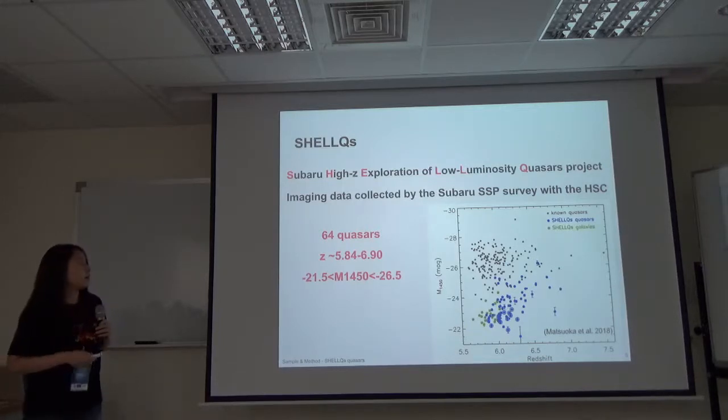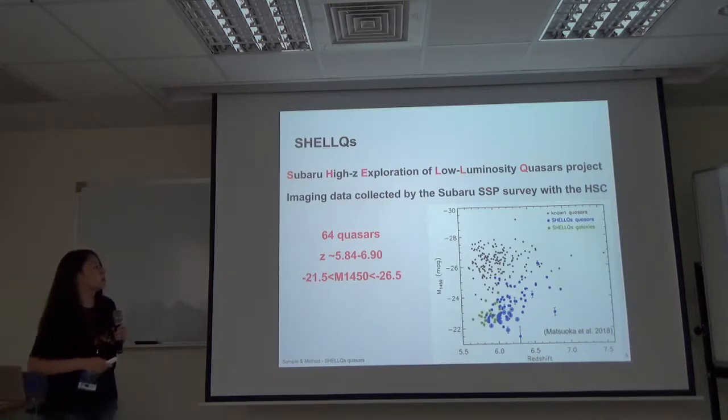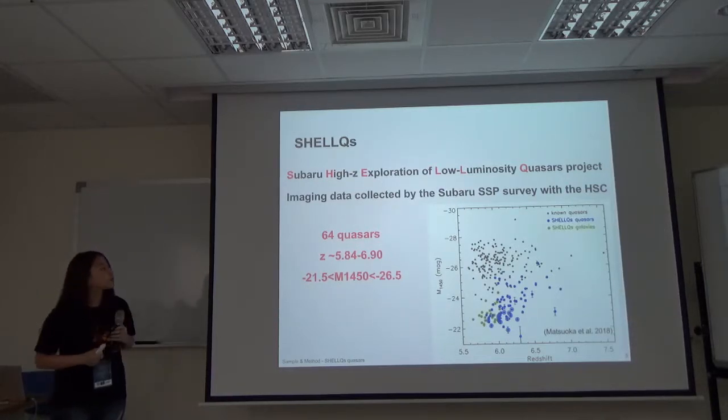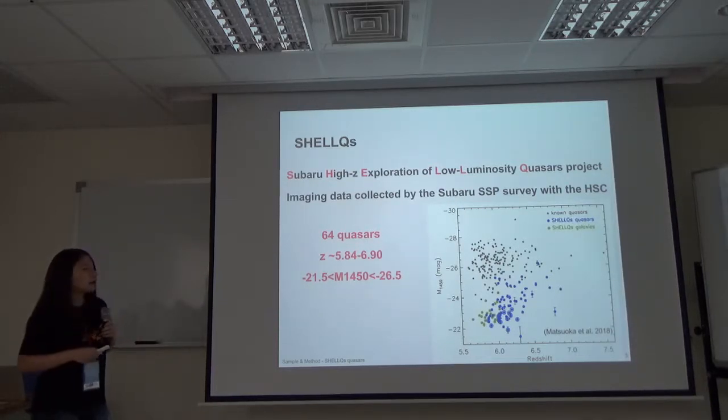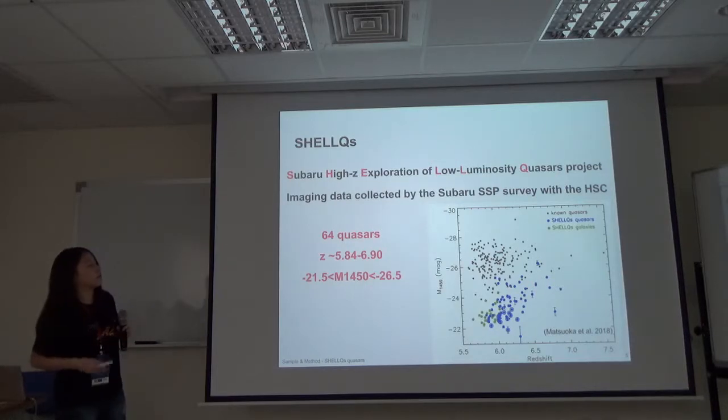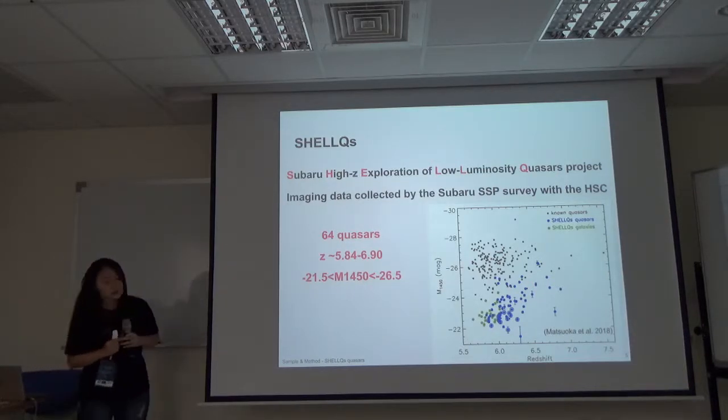So in our study, we are going to use the 64 quasars from the SHELLQs project to reduce the uncertainty in the neutral fraction measurement. Our quasars are at redshift 5.8 to 6.9, and they are fainter than the quasars in the literature. And also, this is probably the largest sample used on constraining the reionization.